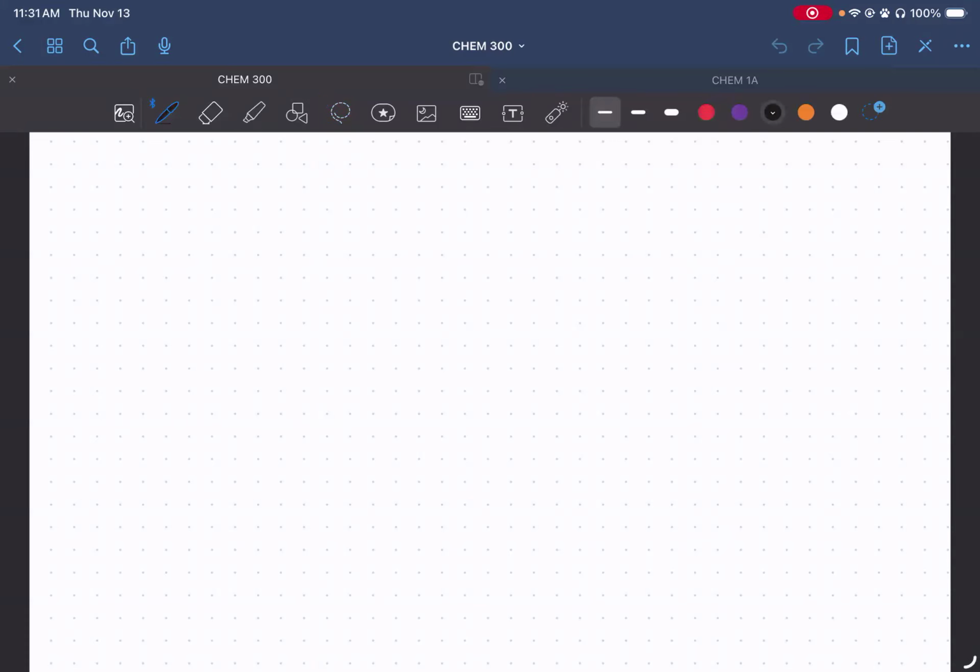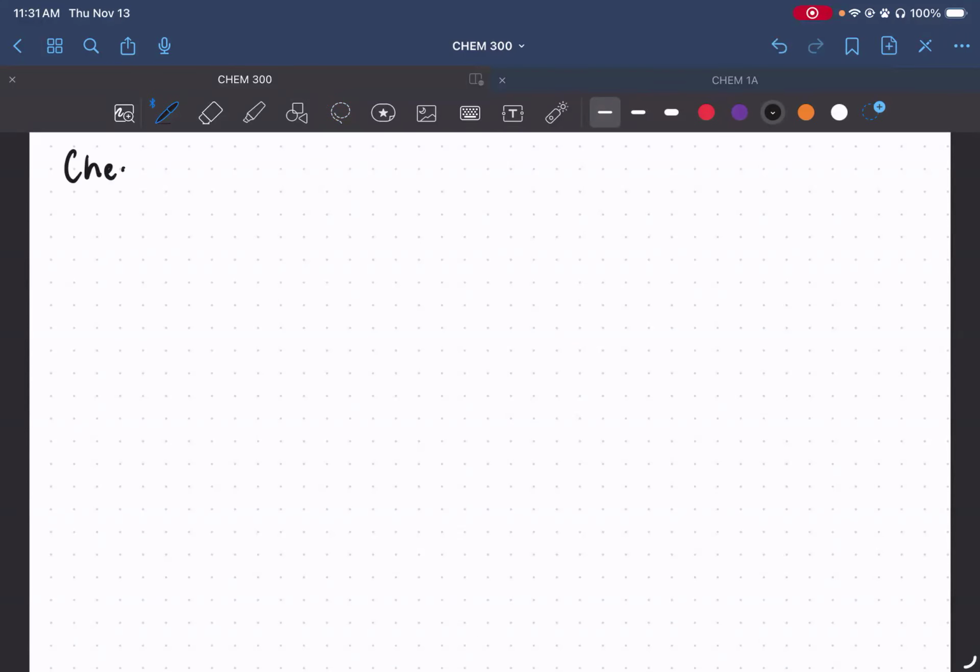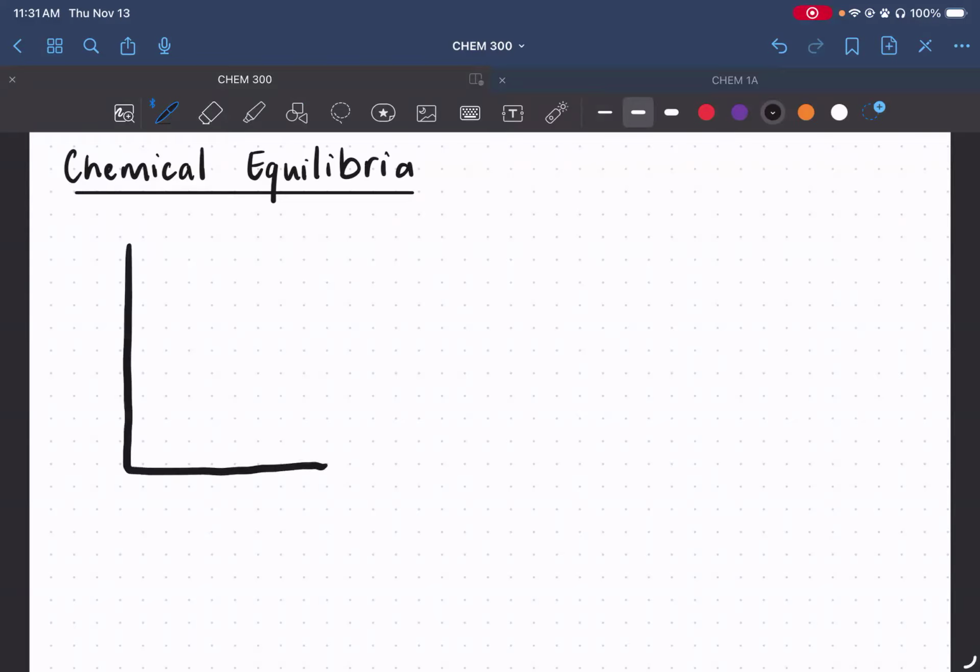Jumping into today's new topic, we are talking about chemical equilibria. Now, to understand what exactly equilibria is, let's think back to last week's topic when we covered kinetics. Way back when we covered kinetics, one of the first things I had drawn for you was a graph that looks a lot like this, where on the x-axis is time, and on the y-axis is concentration.